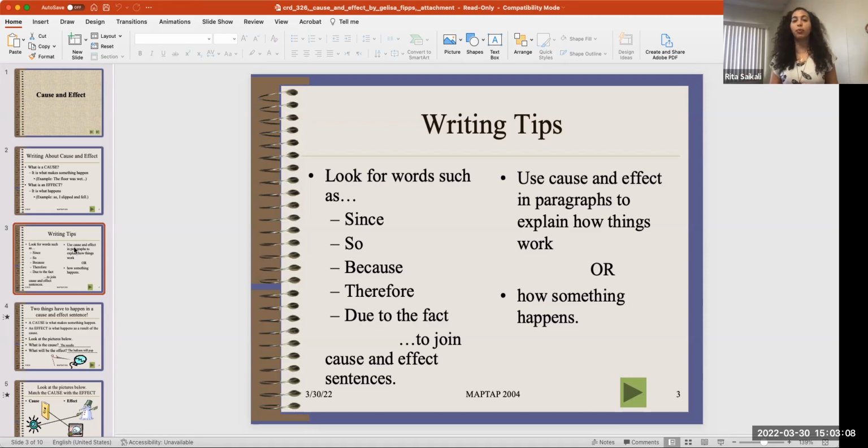and then the effect is that I learn English. Cool. So when you see words like since, so, because, therefore, due to the fact, or due to, all right, these are all cause and effect keywords that, when you are looking through your text, you can use to help you identify the cause and effect, or to also help you write cause and effect. When do we use them? Well, we use cause and effect in a paragraph to explain how things work or how something happens. Cool? How things work or how something happens, or a cause relationship, right?